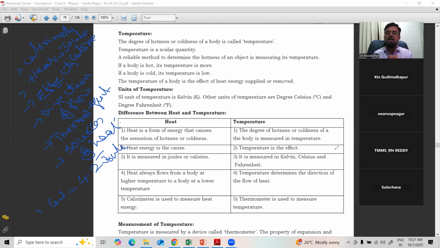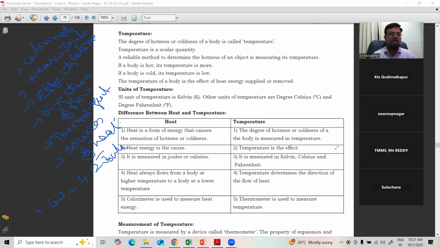Heat is the source, temperature is the effect, like motion and force. When force is there, motion will be there. When heat is there, temperature is there. When there is no heat, there is no temperature. They both are interlinked, so they are related to each other.